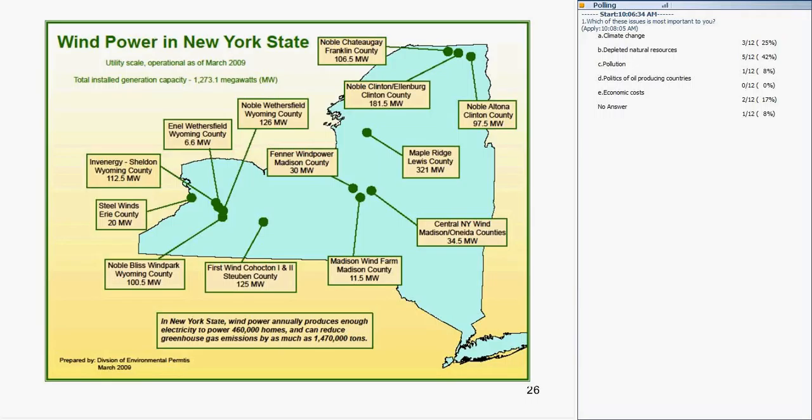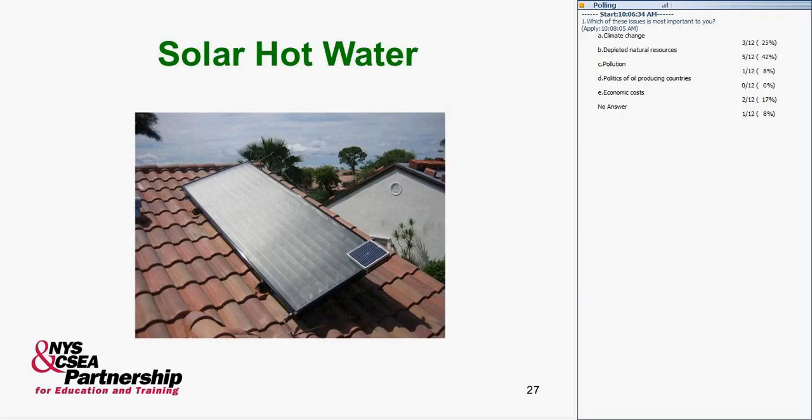Solar hot water is real straightforward. You put a panel on your roof, paint it black. It's hot from the sun. It heats the water. These have been around. They were really big in the 70s. You can still put them up. They have some really fancy ones now.